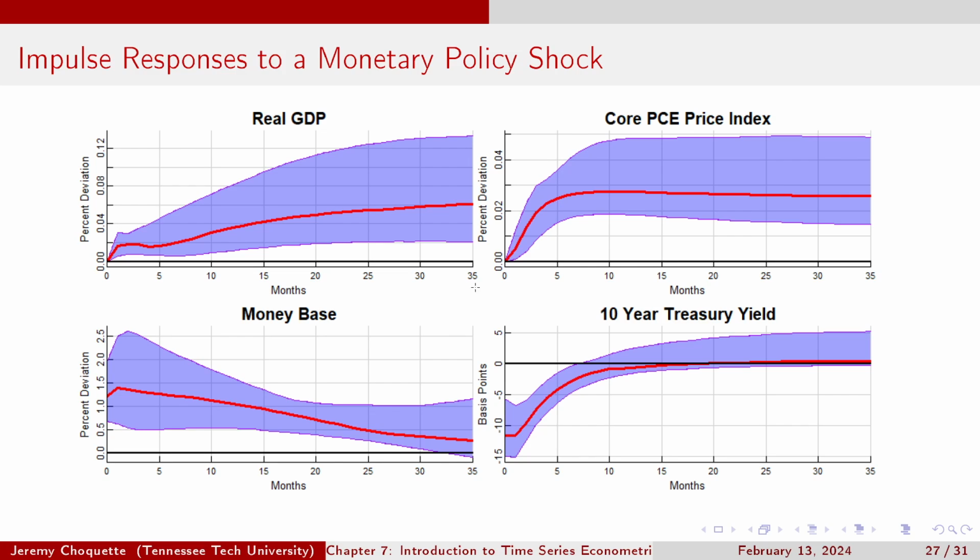I got the increase in the money base. So this is where the shock really occurs. Okay, so I get a little bit more than a 1% increase in the money base. From that, well, the interest rate falls, right? The 10-year treasury yield here falls.